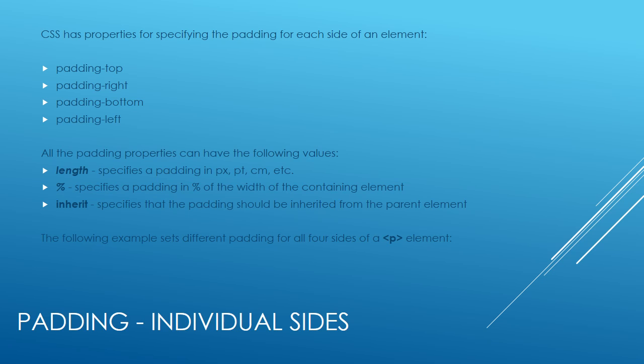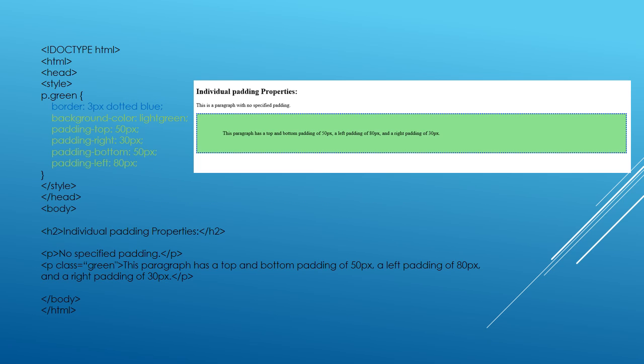Length specifies a padding in pixel, point, centimeter, etc. Percent specifies a padding in percent of the width of the containing element. Inherit specifies that the padding should be inherited from the parent element. The following example sets different padding for all four sides of a P element. Example of individual padding properties.